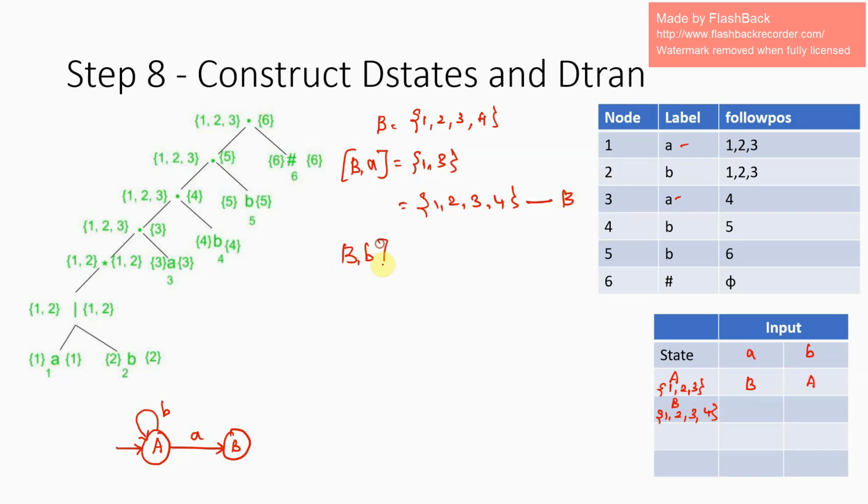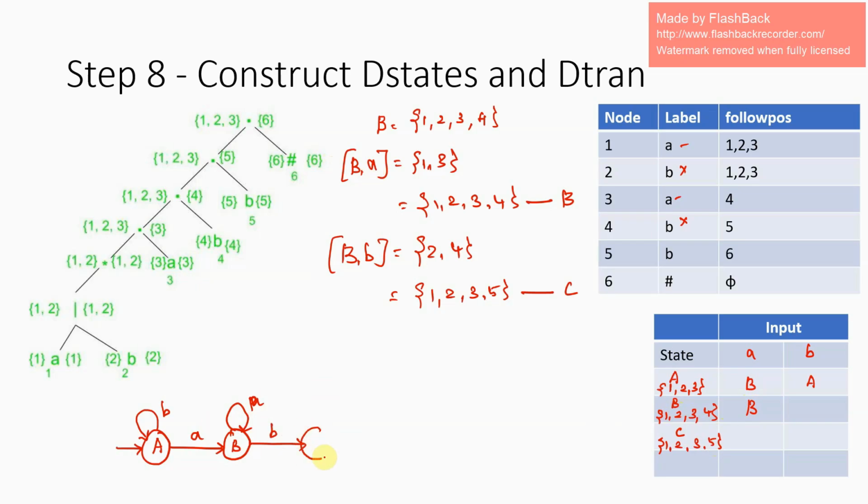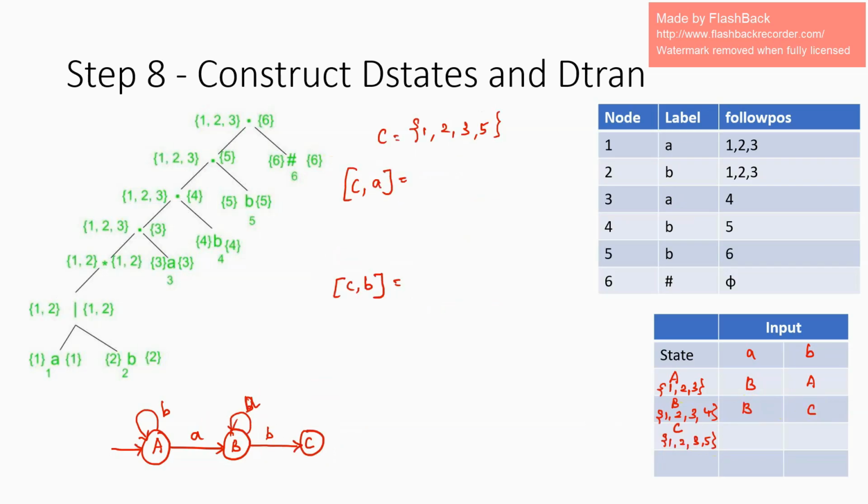And now consider the symbol small alphabet B, which is available in node 2 and node 4. Taking the union of these two, we are getting 1, 2, 3 and 5. This is a new state which will be named C. So C has 1, 2, 3 and 5. From B, with the input symbol A, it will be moving to the same state, so write it here. And based on the symbol B, it will be moving to the state C. So we are considering state C. Now we repeat this for state C.